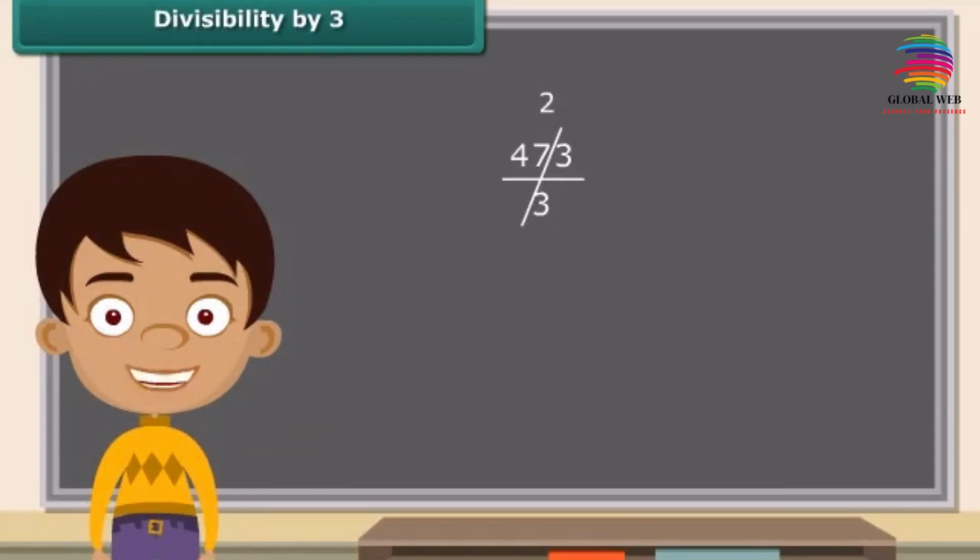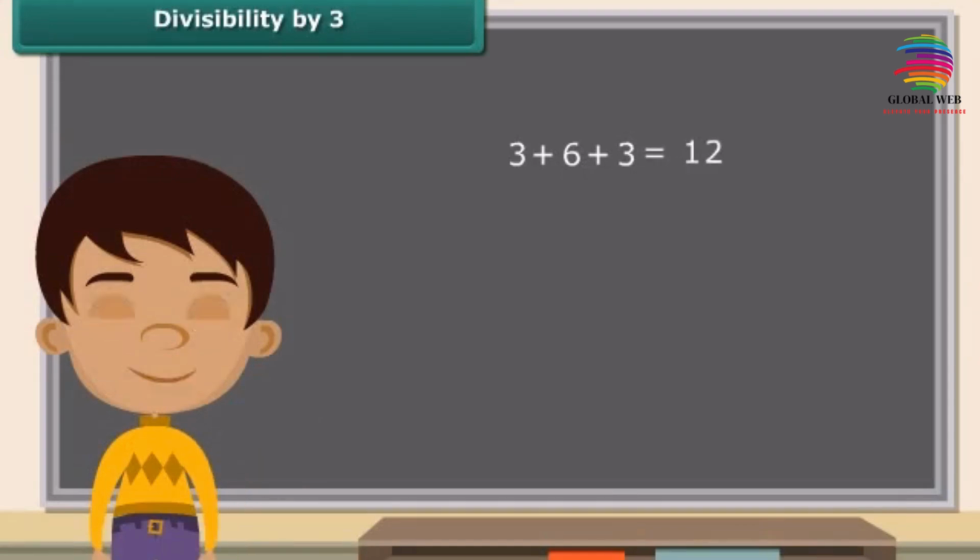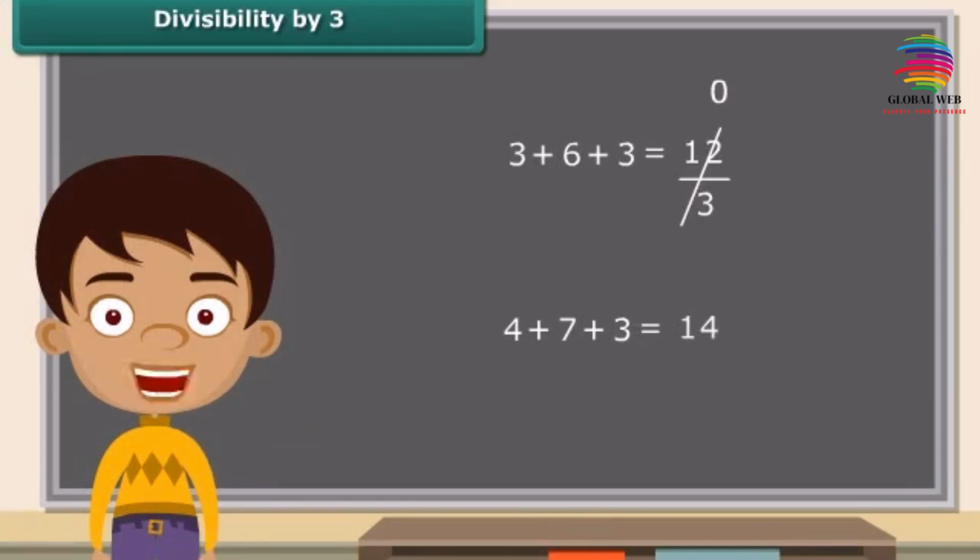Quite clearly, the rule for checking divisibility by 3 is different. To verify whether a number is divisible by 3, add up the digits of the number. For example, to check if 363 is divisible by 3, we add 3, 6 and 3. We get 12, and 12 is divisible by 3. Add the digits of the number 473. The sum is 14. 14 is not divisible by 3. Therefore, we can say that if the sum of the digits of a number is a multiple of 3, then the number is divisible by 3.